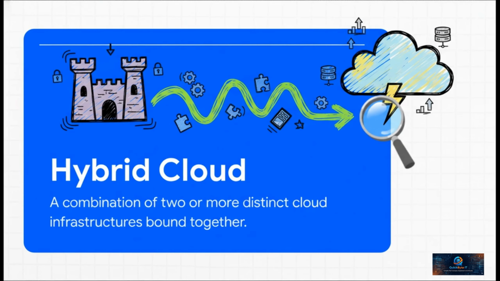And last but not least, we have the hybrid cloud. And just like the name suggests, this is all about getting the best of both worlds. It lets you combine a private cloud with a public cloud. So, for example, a company could keep all its super sensitive customer data safe in its private cloud, but then use the massive scalable public cloud for its public website.